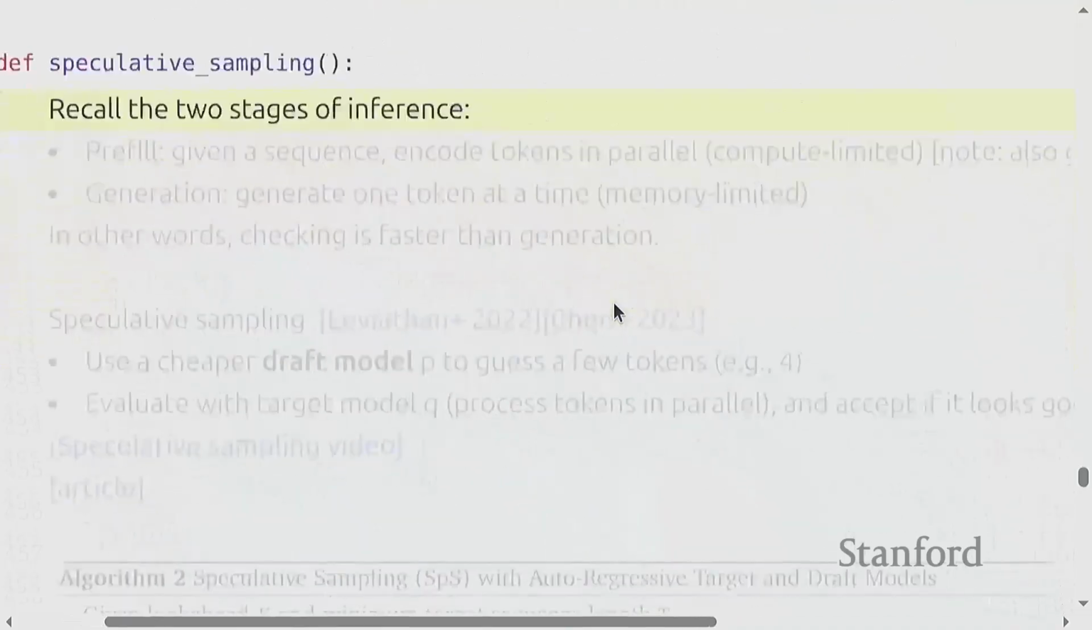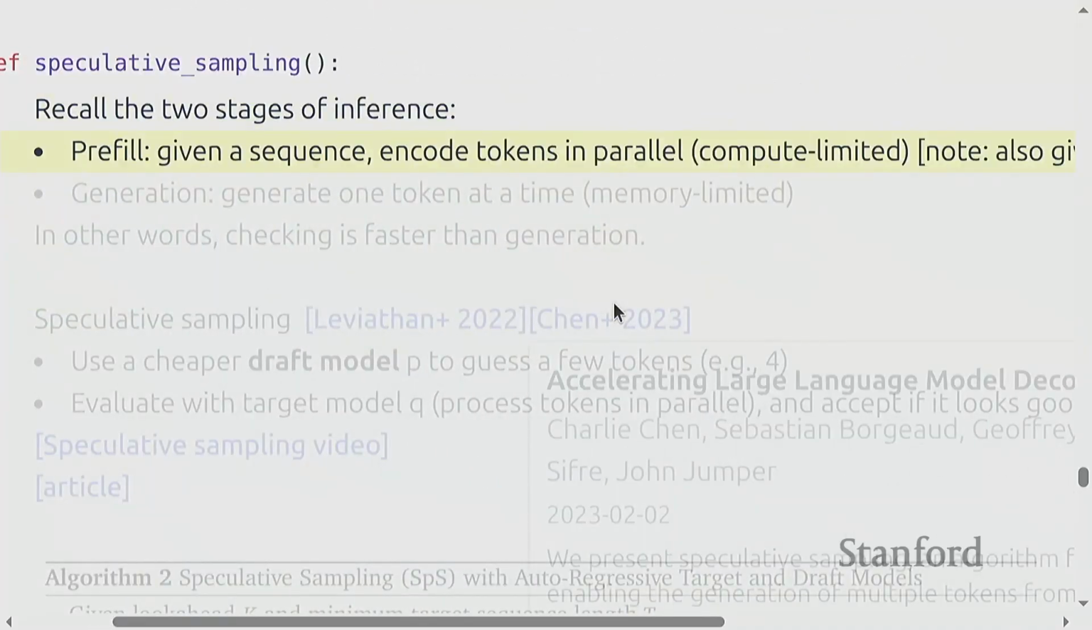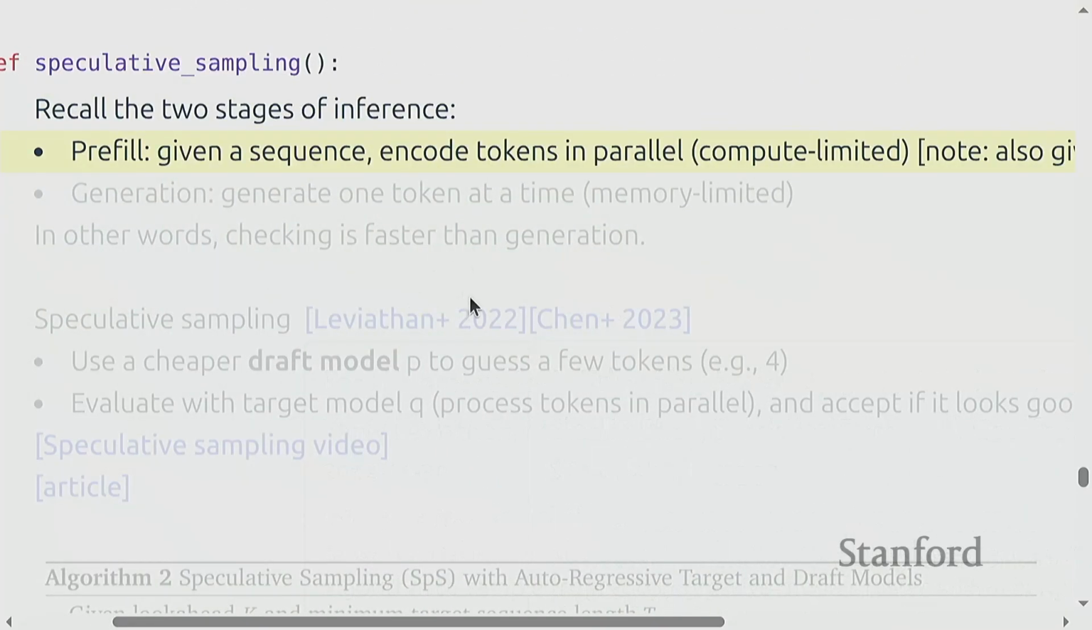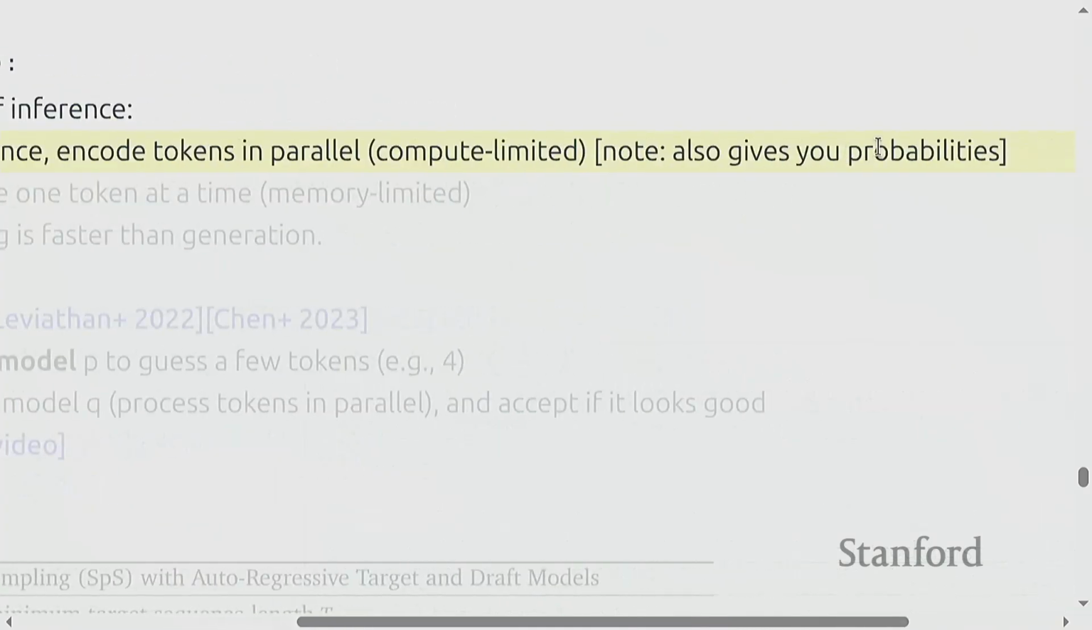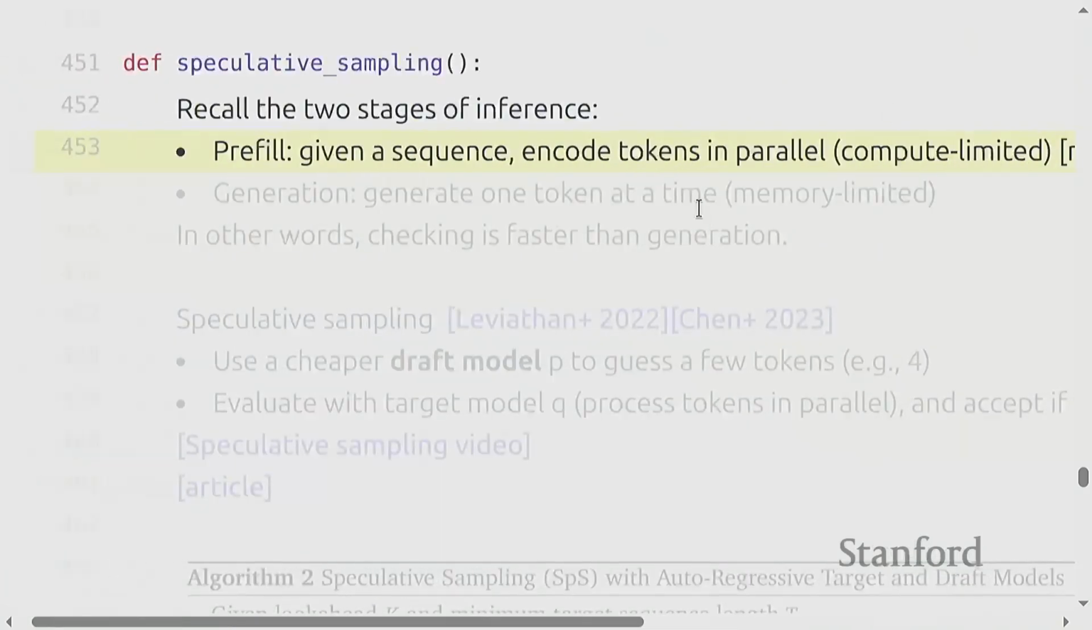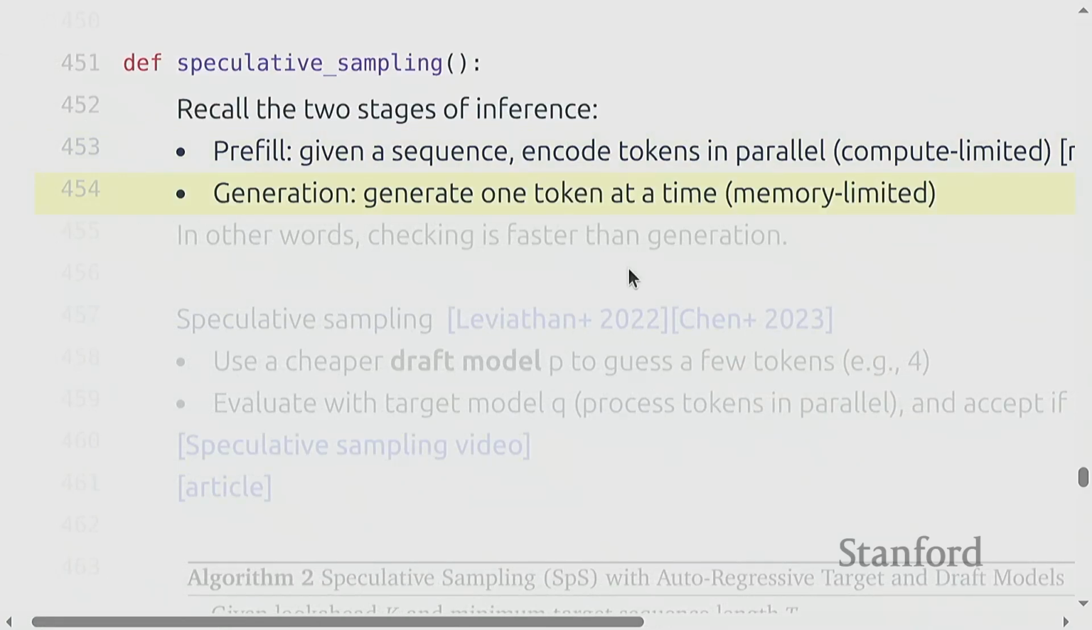So recall there are two stages of inference. You prefill, where you're given a sequence and you encode all these tokens in parallel. This is compute limited, which is great. Notice that this also gives you log probabilities for each of the tokens. And then there's generation, which is one token at a time. It's memory limited, it's slow. So in other words, checking is faster than generation. Intuitively this makes sense, but hopefully now you also appreciate the math behind why this is true.